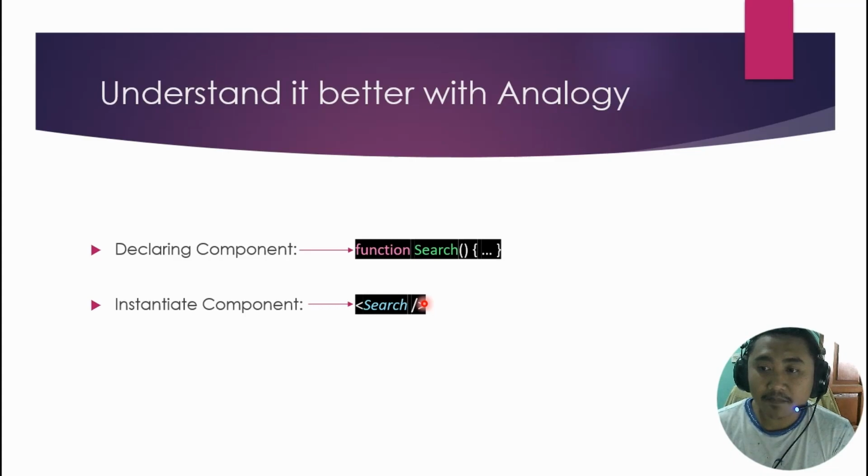Please take an important note here that JavaScript classes and React components are not related, but we can use it as an analogy to understand the concept of React components better. Okay, let's continue.